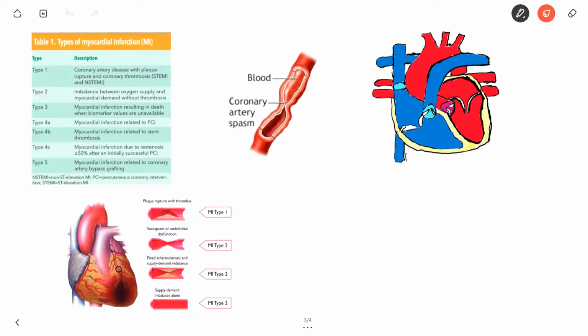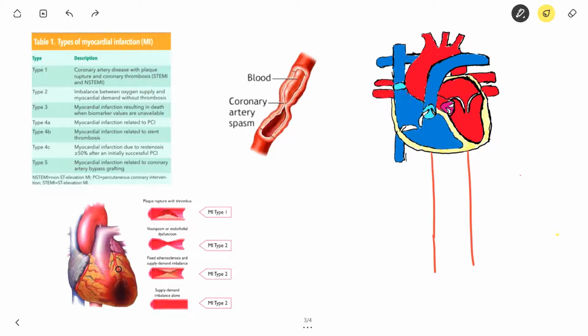Your heart is getting deprived of oxygen and there's going to be more demand and less supply. And this can cause other parts of the body to receive less oxygen because your heart is not going to be pumping effectively, and this can cause organ failures and end up resulting in death.